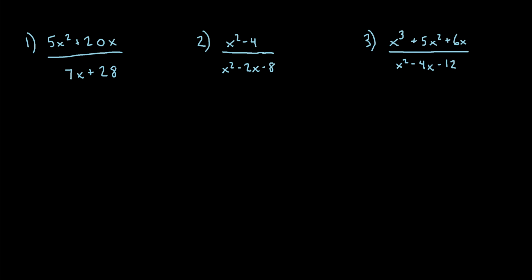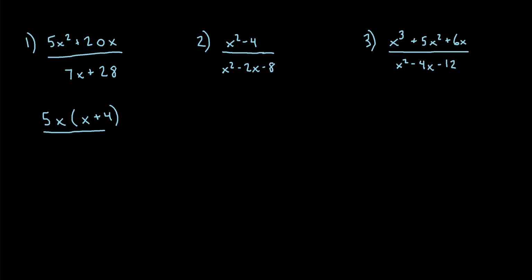We have 5x squared plus 20x over 7x plus 28. To factor the numerator, we just want to look at what common factors we can pull out of each of the terms in the numerator. That would be a 5x. So let's take out a 5x, and we'd be left with x plus 4. So that's how we can factor the numerator.